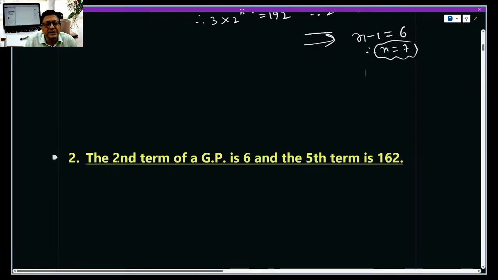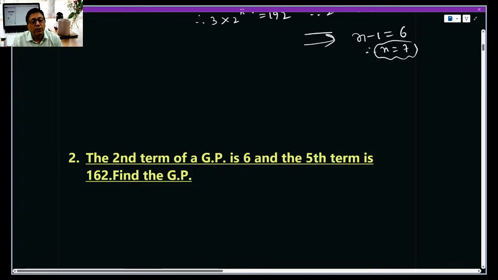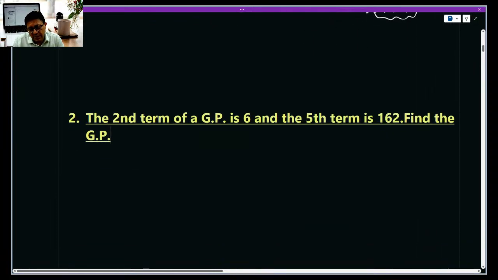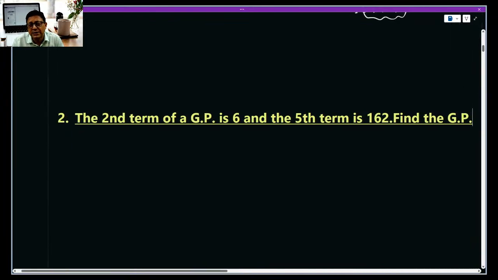Let us do second one. Second term of a GP is 6. Fifth term is 162. Find the GP. You have to find the GP. Finding GP means you have to find the common ratio and the first term. Isn't it? You just find the common ratio and first term, then everything is done.